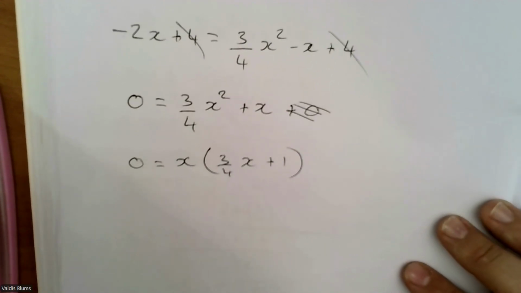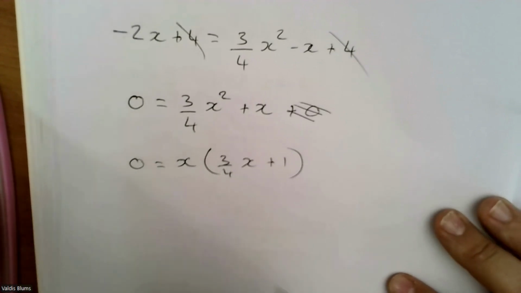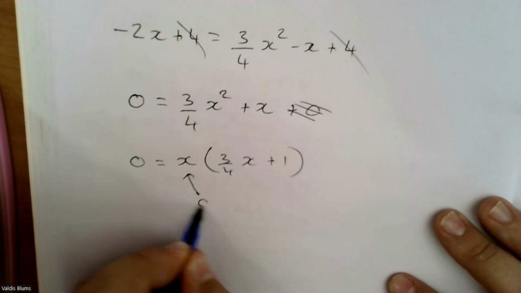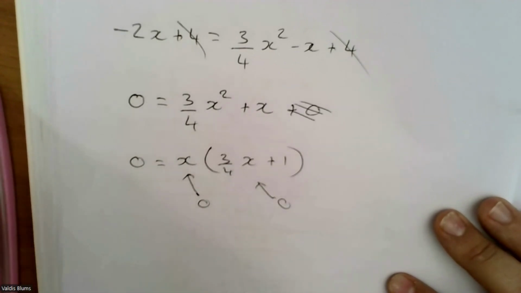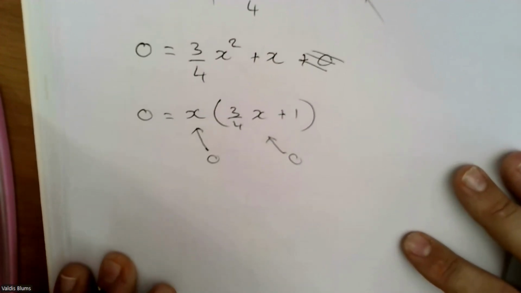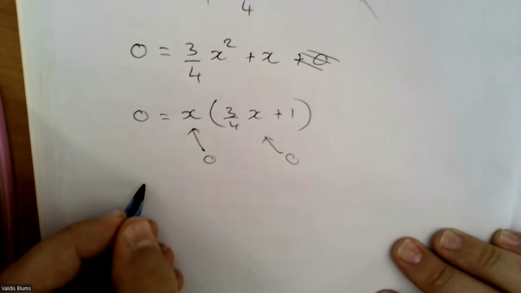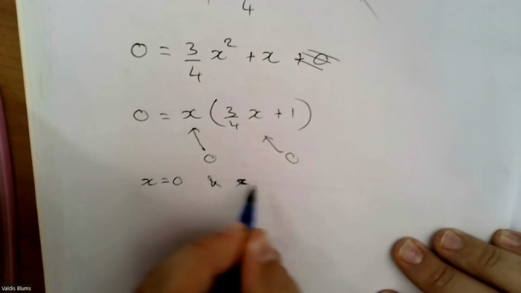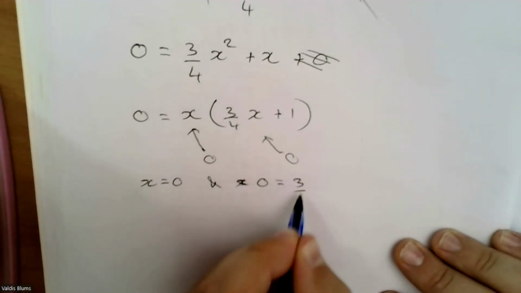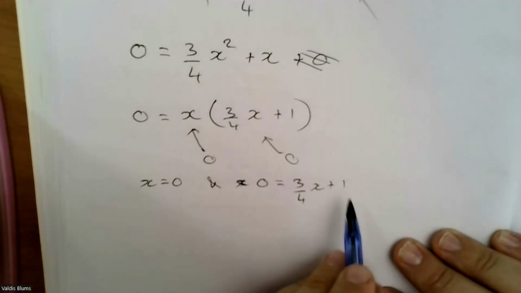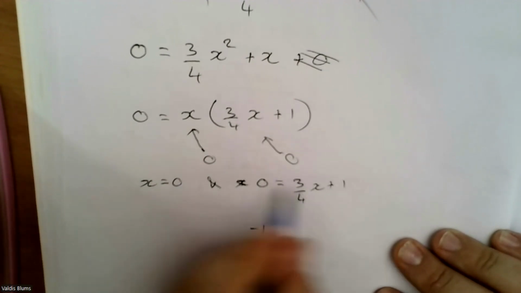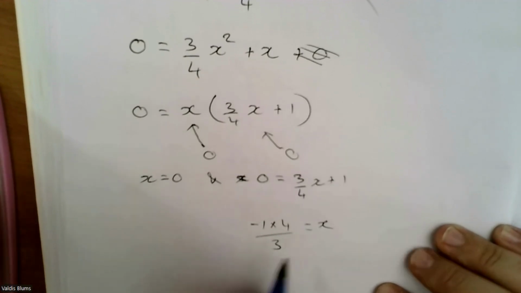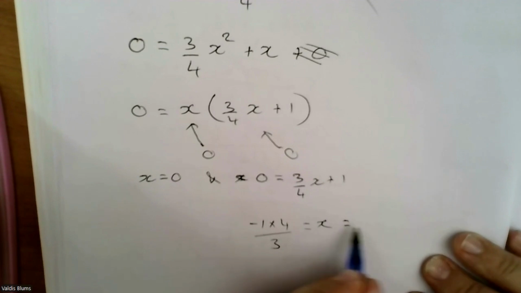It's easier to see that we have two solutions if we note that we get a solution when this is equal to 0, and we get a solution when this is equal to 0. So we're applying the null factor law to this. Now, so x can equal 0, and 0 can equal 3 on 4x plus 1. And so we will have a negative 1 times by 4 on 3 is equal to our x value. So negative 4 on 3.